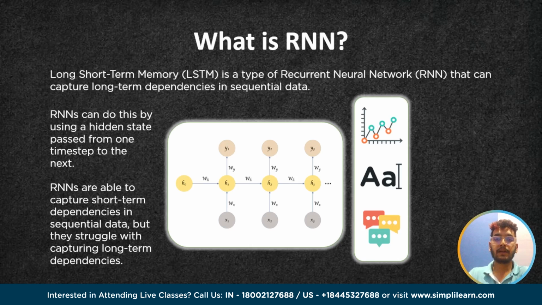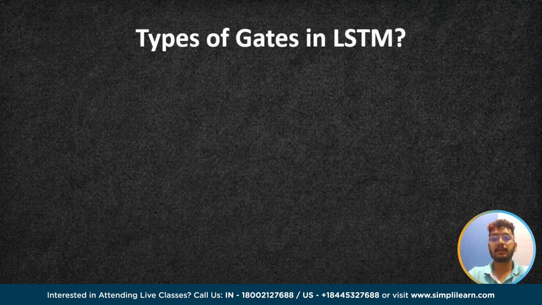So after understanding what is RNN, moving forward, let's see types of gates in the LSTM model. So there are three types of gates in LSTM models: the input gate, the forget gate, and the output gate. The input gate controls the flow of information into the memory cell. The forget gate controls the flow of information out of the memory cell. The output gate controls the flow of information out of the LSTM model into the output.